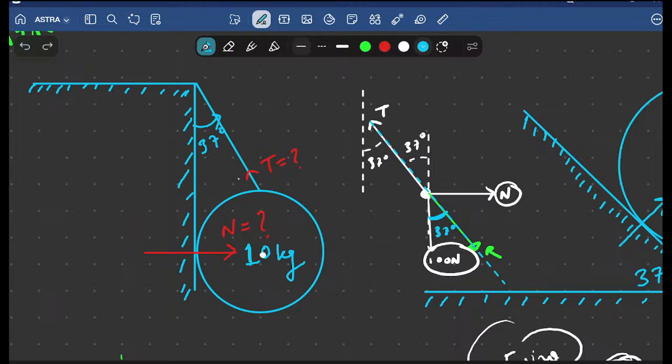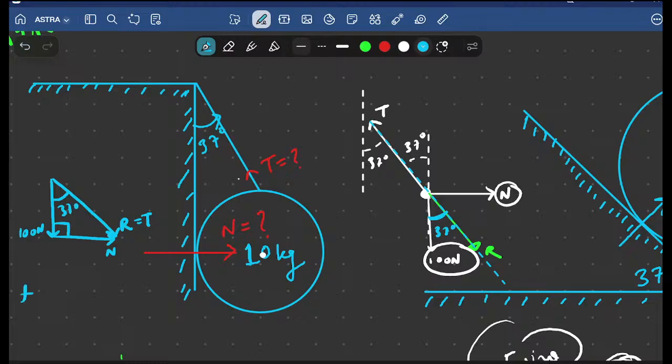So this is 100. This is N. Again, it is a right angle triangle, and this is R. And the magnitude of R is nothing but T, so R is equal to T, magnitude wise. I am saying the direction is just opposite. And so this angle is 37 degrees.